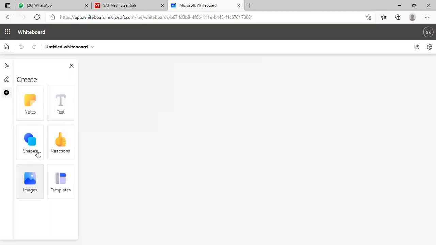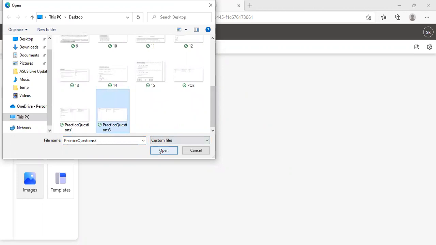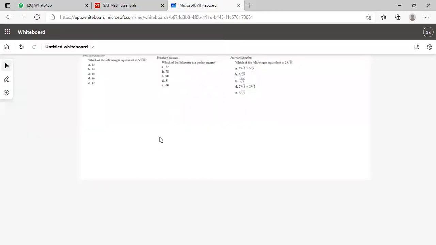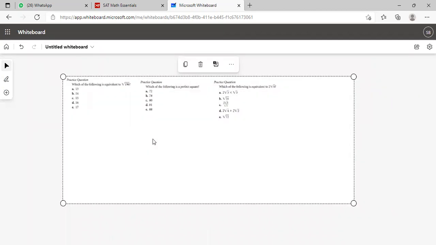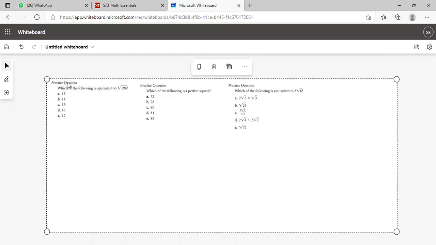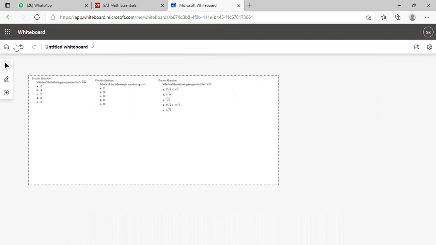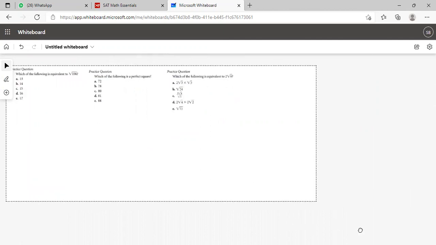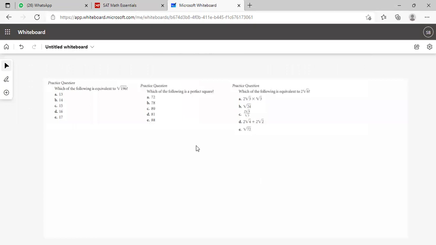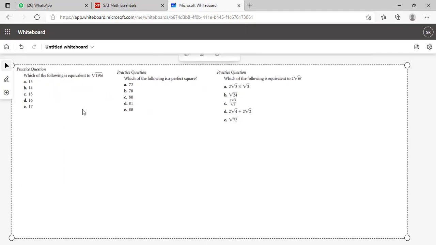Let's do some practice questions now. Is it readable? Sorry. Right.